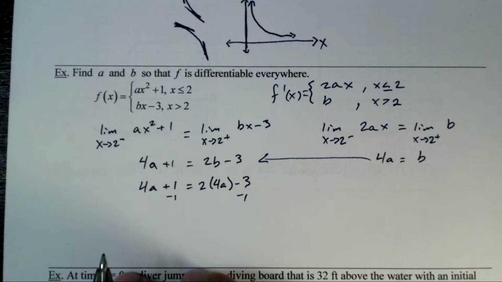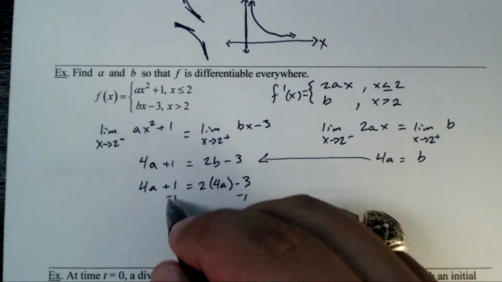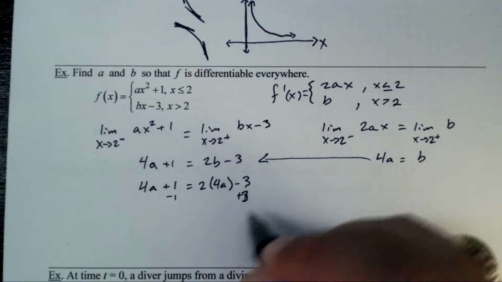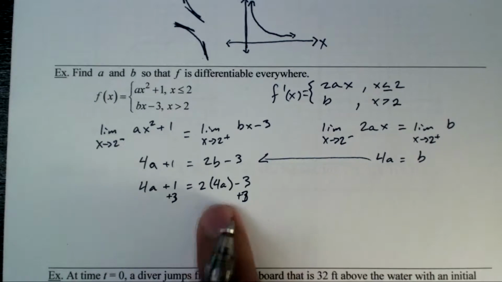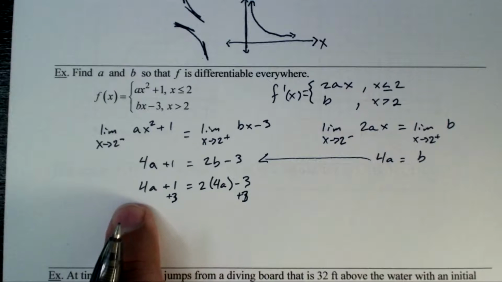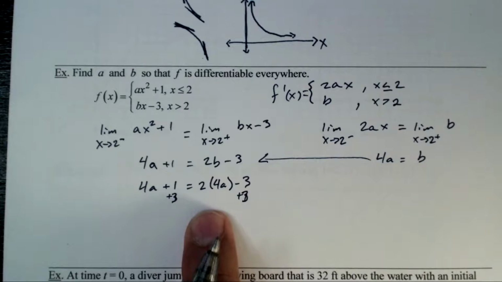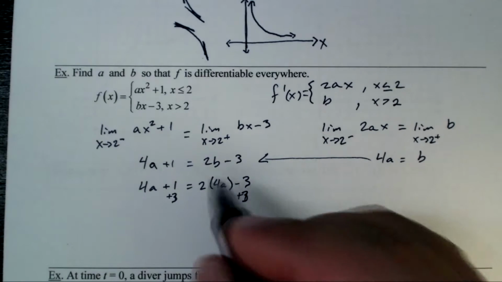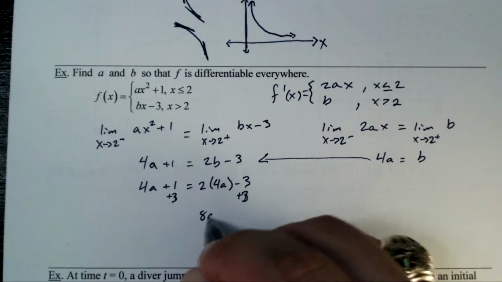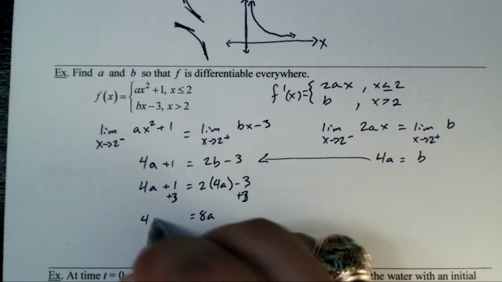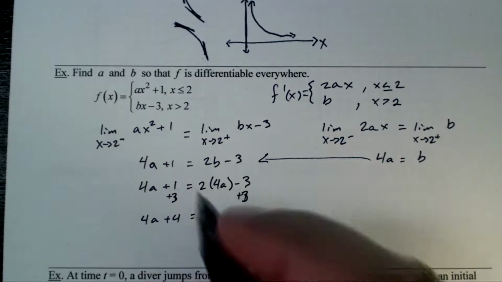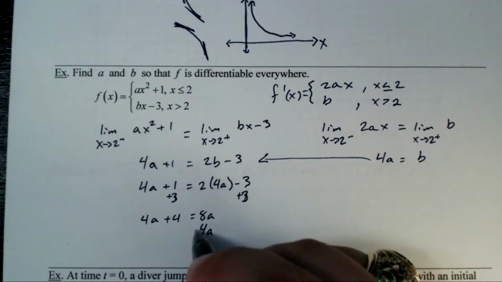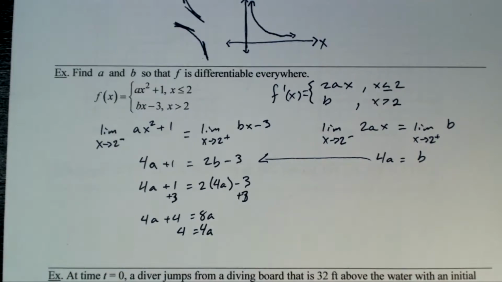Okay, actually, it might be best to add 3 now that I look at it. Alright, we're going to add 3 because we're going to have more a's on this side than we will on this side, so it's going to be better for us to keep the a's over here. So that'll give us 8a equals 4a plus 4. Move the a over so that we end up with 4a equals 4.